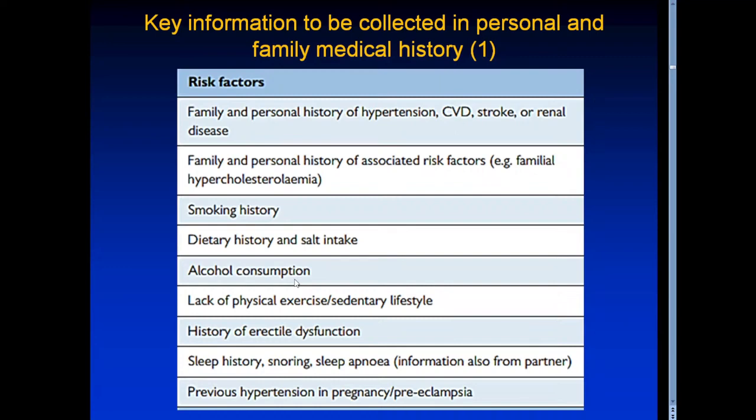This is key information to be collected in personal and family medical history. It can be risk factors, family and personal history of hypertension, cardiovascular disease, stroke, and renal disease. Family and personal history of associated risk factors, for example, familial hypercholesterolemia, smoking history, dietary history, salt intake, alcohol consumption, lack of physical exercise, sedentary lifestyle, history of erectile dysfunction, sleep history, snoring, sleep apnea, information also from partner, previous hypertension in pregnancy, preeclampsia.